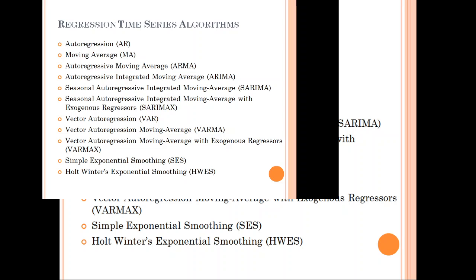Inside the regression algorithms, we have a lot of variations, starting from the auto-regression, simple moving averages, and to the seasonal auto-regressive, vector auto-regression, and then finally the Holt-Winter exponential smoothing. In combination, these are the most standard, and this is how the time series algorithms have evolved in terms of the regression ones.